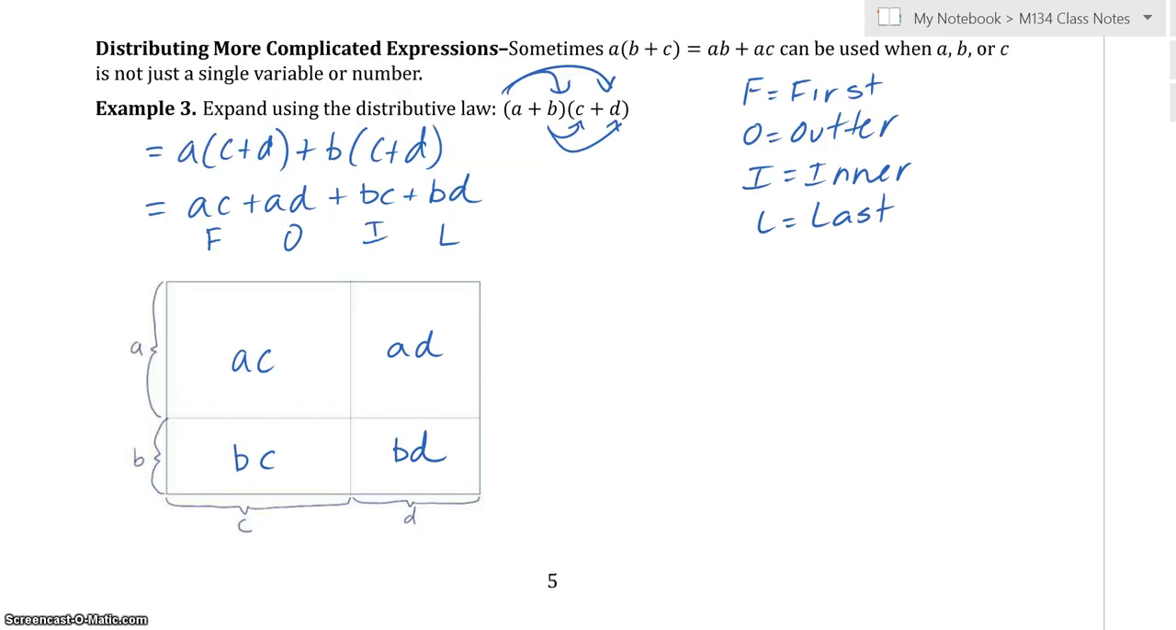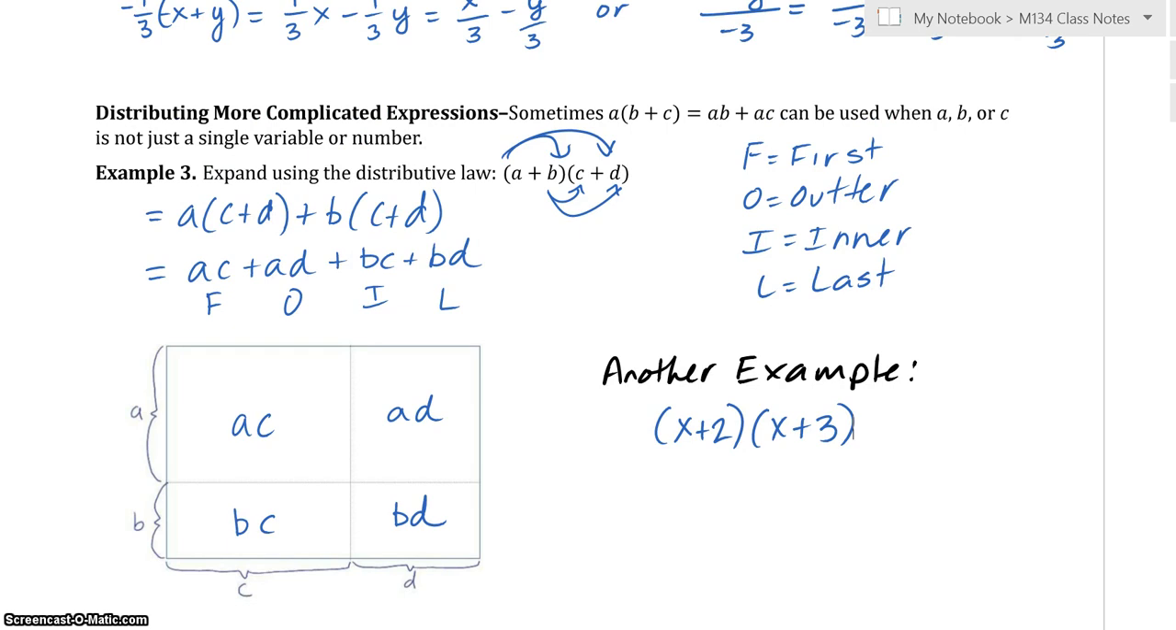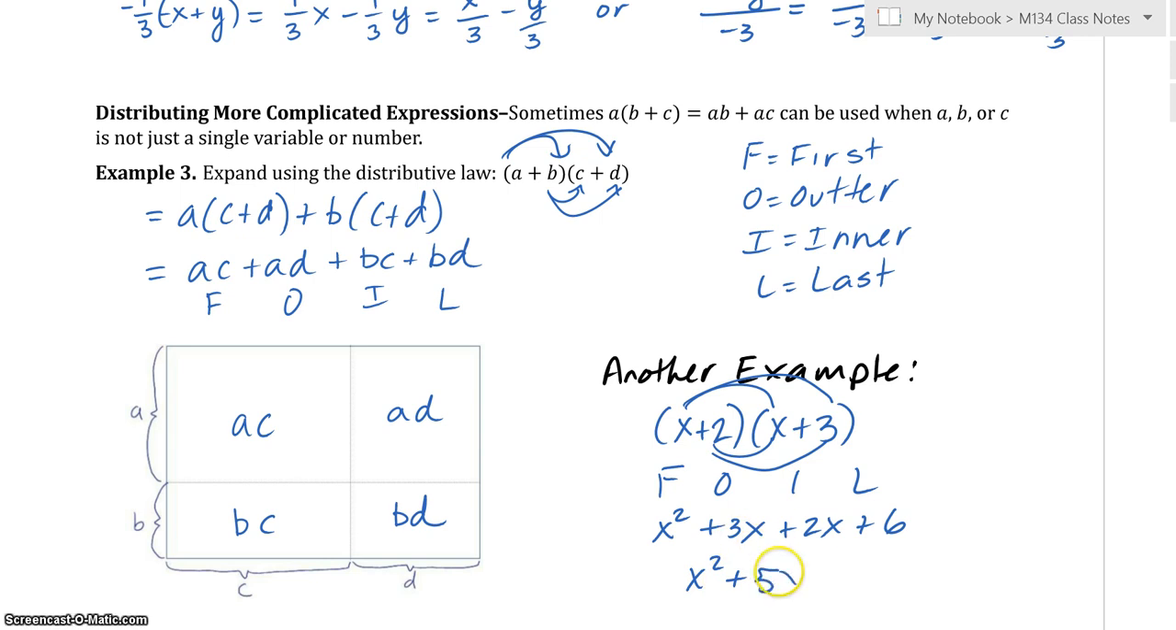So just to do another example, x plus 2 times x plus 3. What would that be? I probably would just do FOIL is how I would do it. The first, which is x squared, the outer, 3x, the inner, 2x, and the last. You can also do it the way I did up there. Either way, notice how these combine. And that would be the answer.